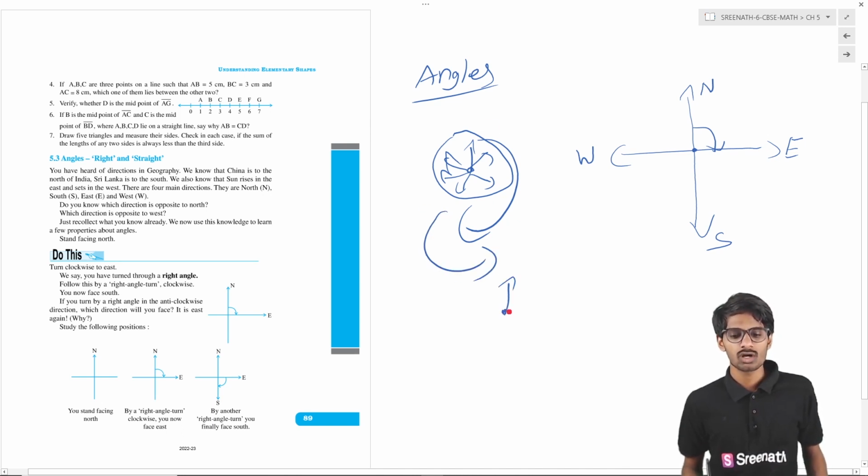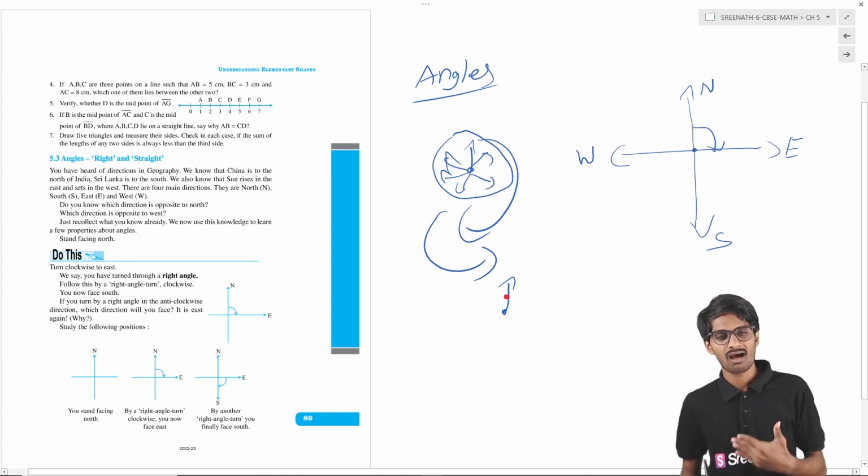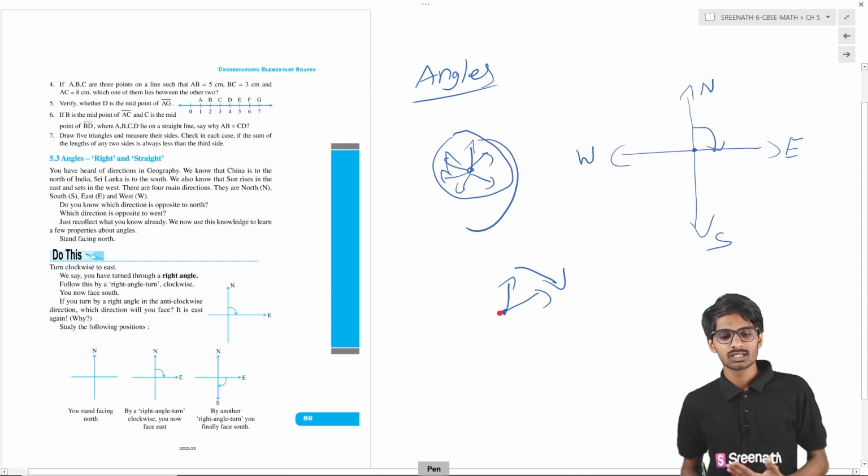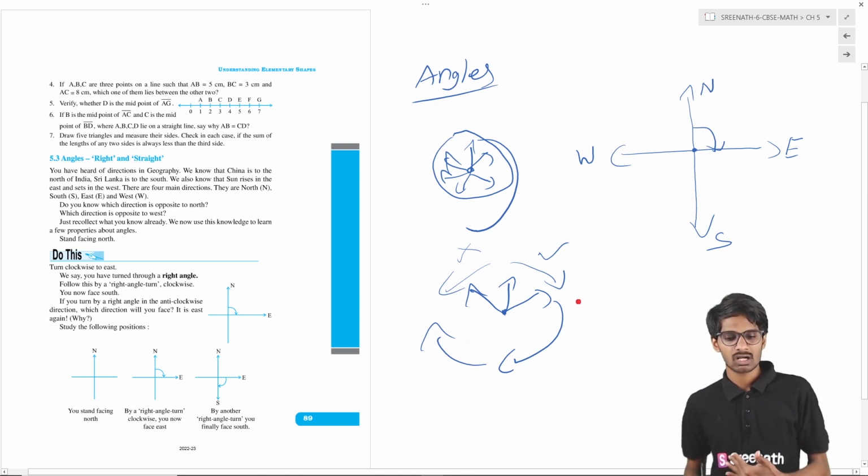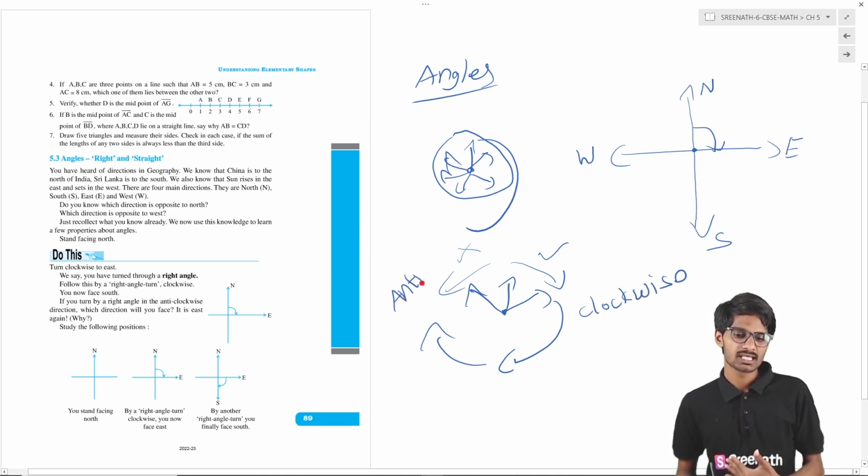If there is a clock in your house, and you see the hour hand at this point, after some time it will have moved in this direction, but it does not move in the opposite direction. It moves like this. So we call this the clockwise direction. And we call the opposite the anti-clockwise direction. What is it? Anti-clockwise direction.